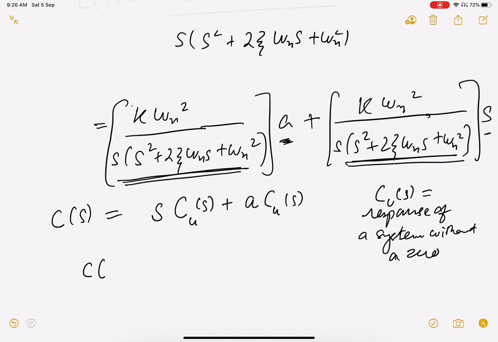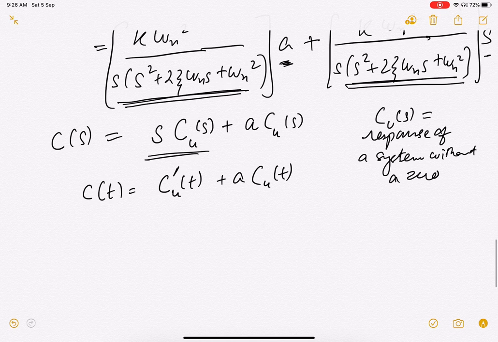If you write this in the time domain, multiplying with s means differentiating. So this is c_u'(t) plus A times c_u(t). So the response of a system with an additional zero is equal to the response of the system scaled up by the number A, the zero, plus the derivative of that response.